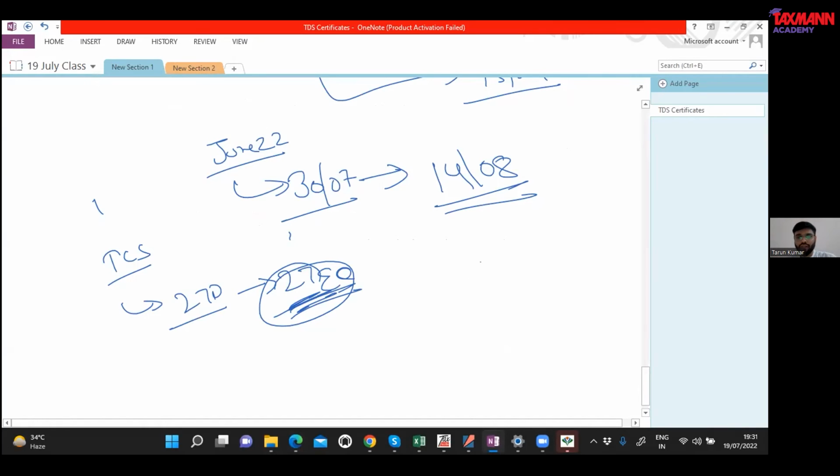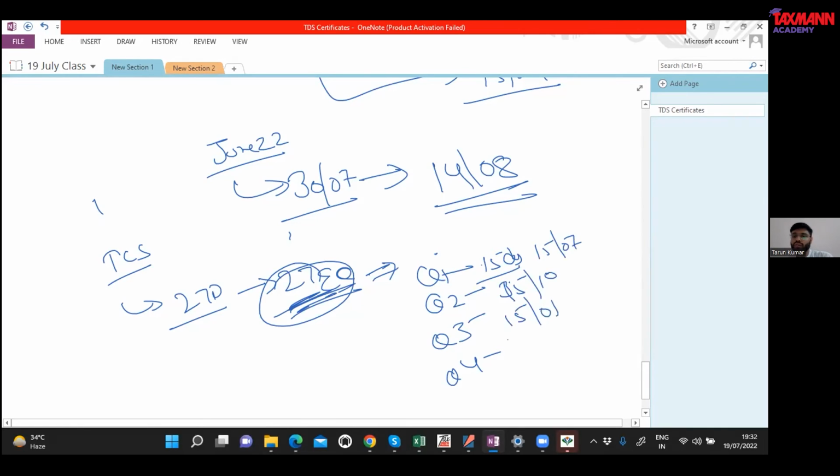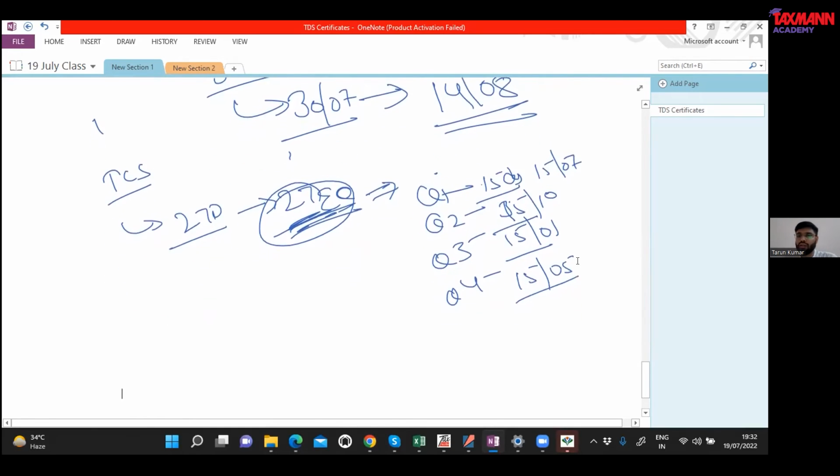What were the due dates to file that Form 27EQ? It was filed quarterly. It was 15 days from the end of the quarter, right? For Q1, it was 15th of July. For Q2, it was 15th of October, then 15th of January. And what was the date for the last quarter? 15th of May, right? Am I right? What was the date for the last quarter?